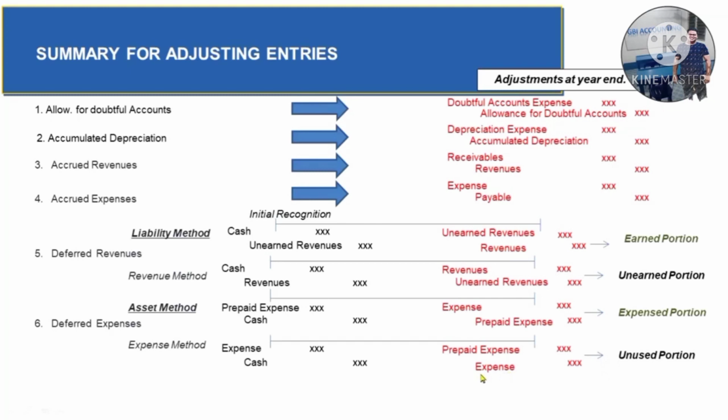And if you ever get confused on deferrals, please remember the letter E for asset and liability method, because their adjustments focus on the earned portion for the deferred revenues and the expense or the expired portion when we talk about the deferred expenses. But if we're going to talk about revenue method and expense method, please remember the letter U, because under the revenue method, the unearned portion is the focus for the adjustments, and under the deferred expenses under expense method, the adjustment focuses on the unused portion.